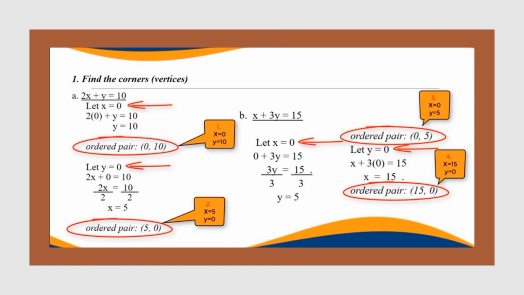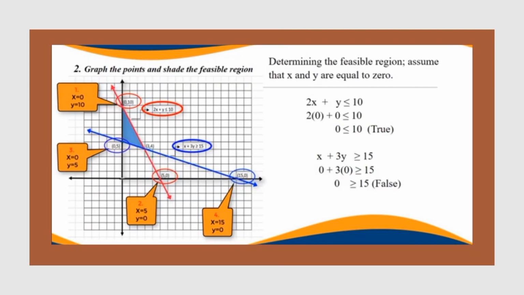So we have now our first coordinate, x is 5 and y is 10. The second equation is 3x plus 3y equals 15. Our x is equal to 15 and our y is equal to 5. So after we have already found our coordinates, we need to graph the coordinates into the Cartesian plane.